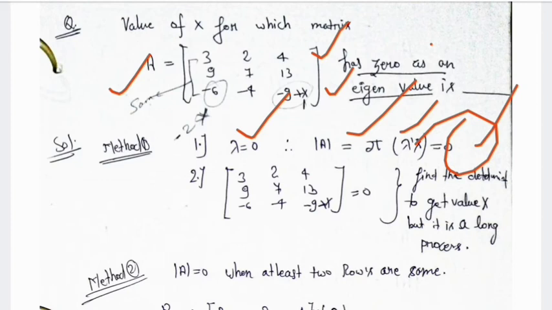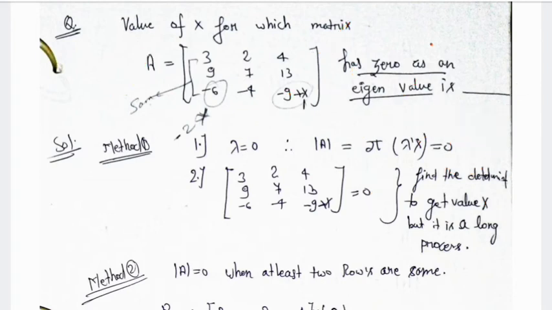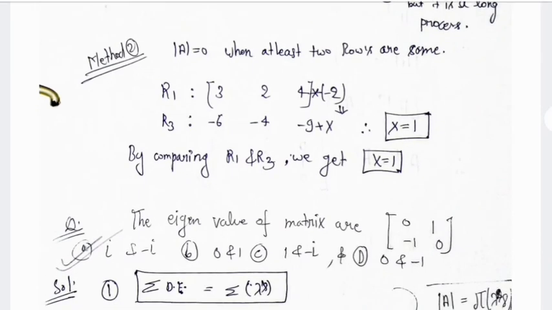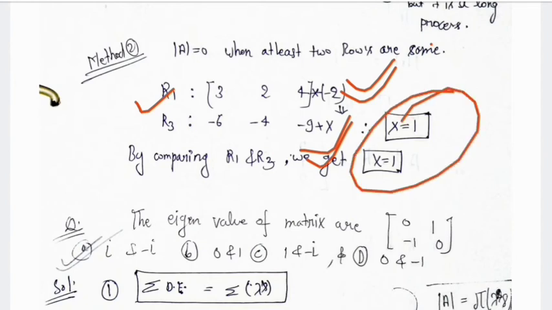Now when we put the values equal to 0 and find the determinant, it is a long process. Now come to the second, short method to solve this question. Considering this matrix, row 1 has the elements 3, 2, 4 and row 3 has the elements minus 6, minus 4, minus 3 plus x. So the third row is the first row multiplied by minus 2. After comparing rows r1 and r3, we get the value of x equal to 1. Okay, now come to the next question.